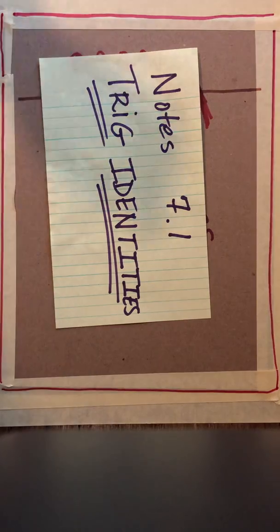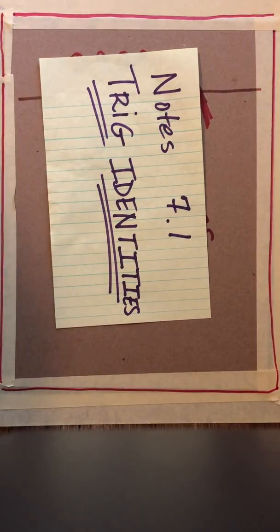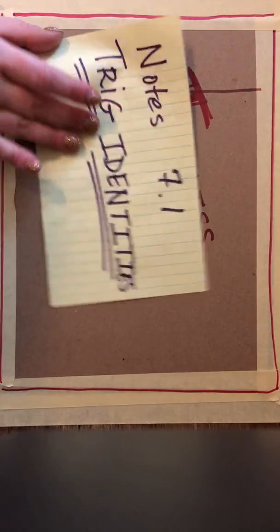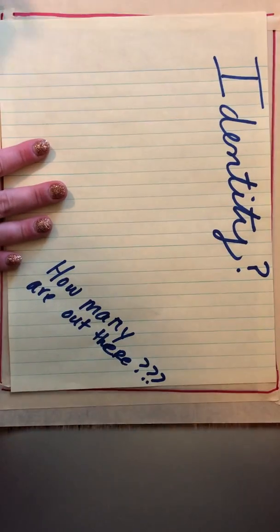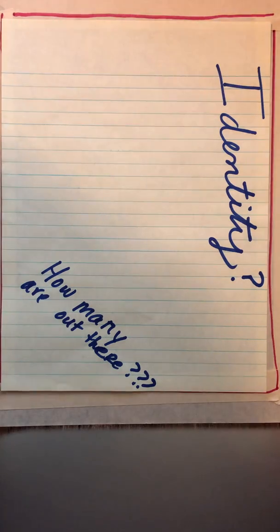Okay, so 7.1 trig identities. Remember, trig is like sine, cosine, tangent, that kind of thing. First, let's figure out what the heck is an identity. Well, we know one identity.